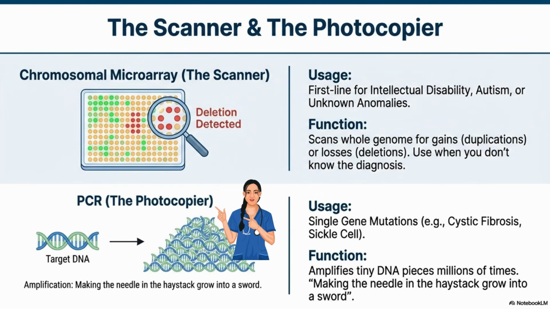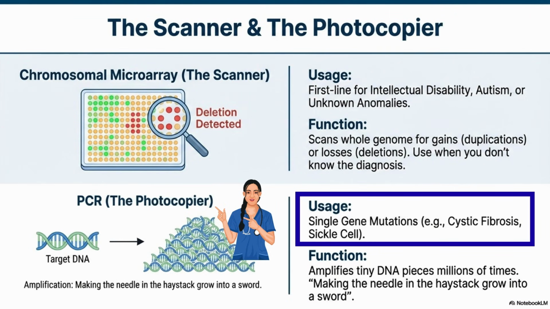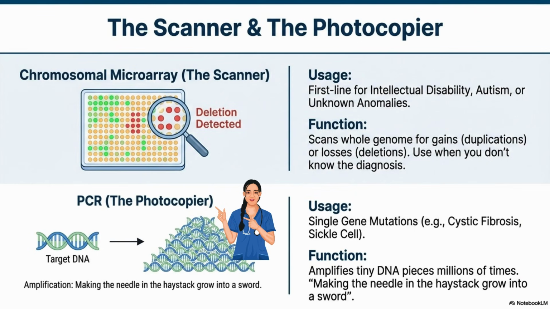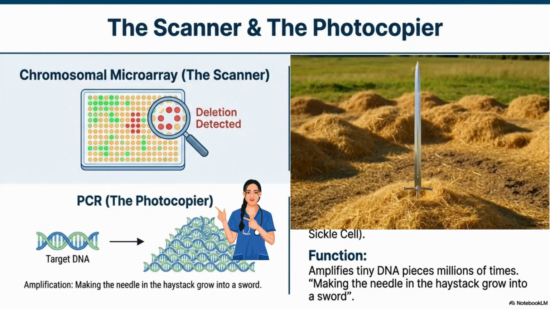The next one is PCR, or polymerase chain reaction, the photocopier. It amplifies a tiny piece of DNA millions of times. It is best for single gene mutations like trinucleotide repeats, sickle cell. It's like finding a needle in a haystack by making the needle grow into a sword.